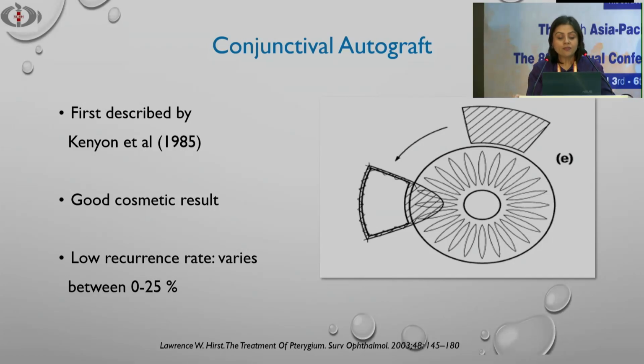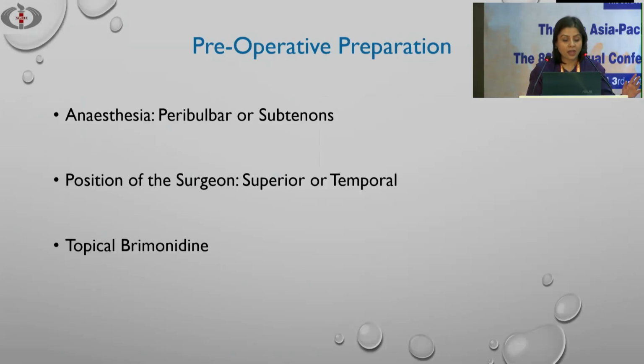Now, the technique of conjunctival autograft, which was described by Kenyon et al. in 1985, gives us a good cosmetic result and has a low recurrence rate, although the recurrence rate is very variable between different studies. So therefore, this remains the standard of care.